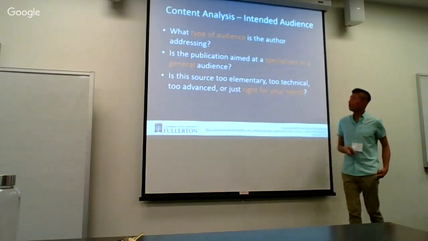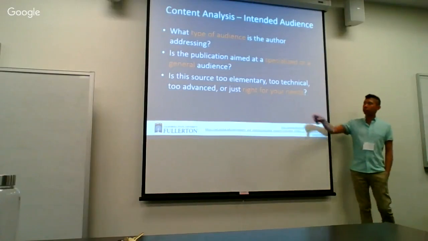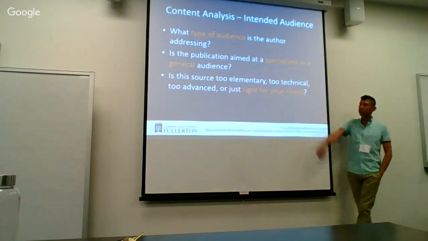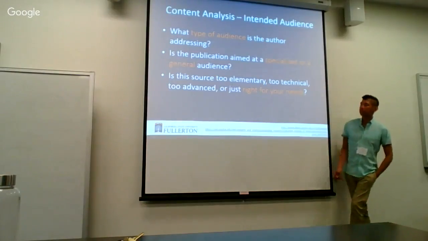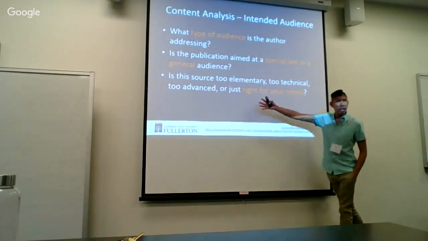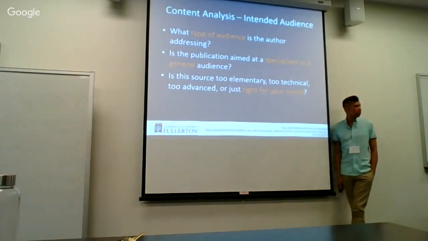It's a publication aimed at a specialized or general audience, and is the source too elementary, too technical, too advanced, or just right for what you need? Again, if you are doing a highly technical scholarly journal article, you might want something that is much more technical, right? As opposed to something that's coming from the New York Times or Huffington Post that might be more elementary, right? Not necessarily laden with a bunch of citations and evidence and sources.